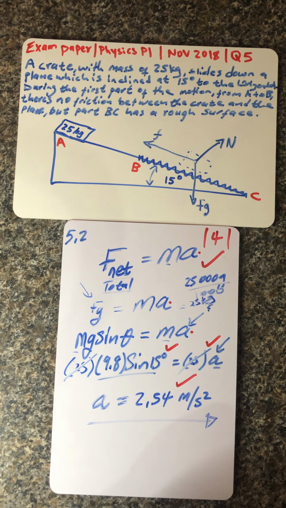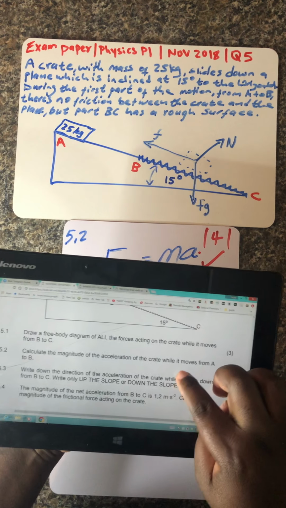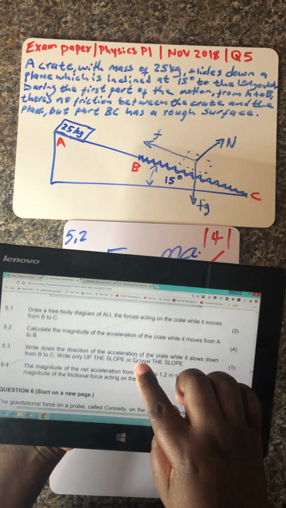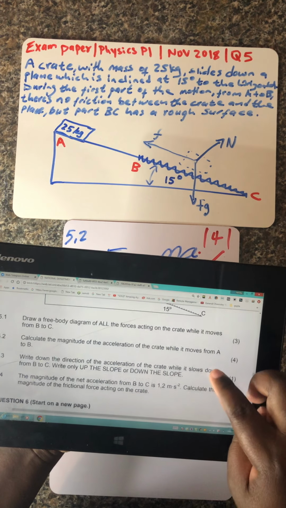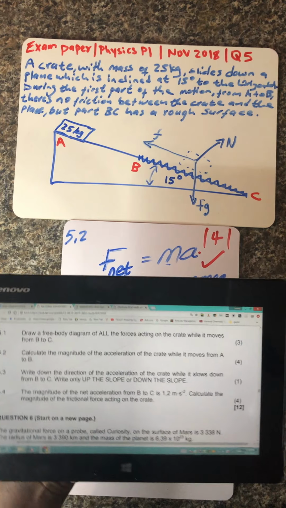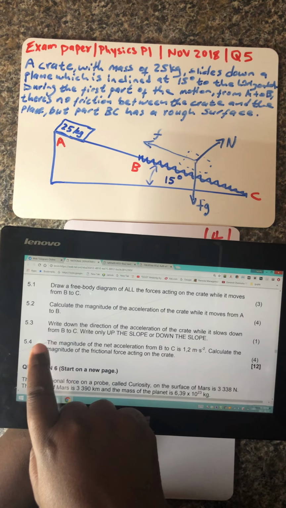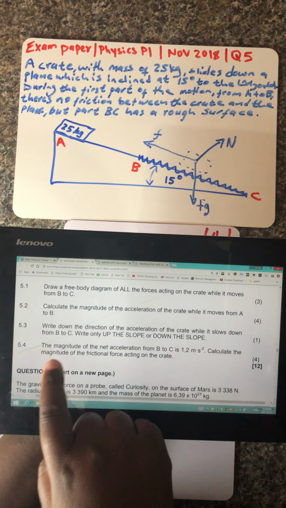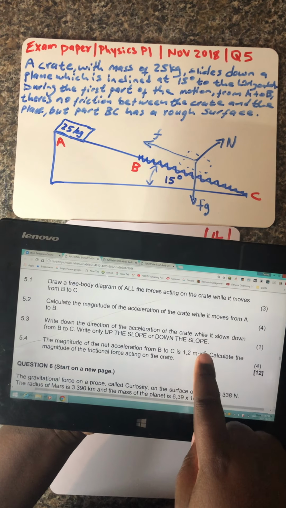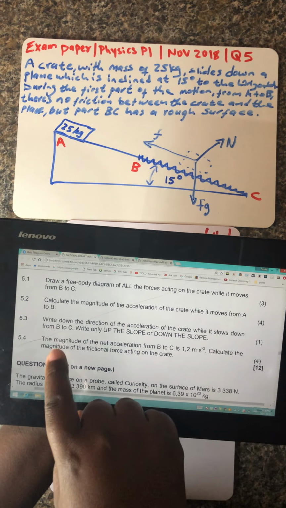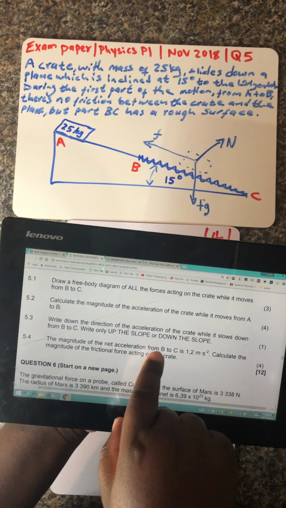Okay, so guys, let me see what question 5.3 says. It's just allocated 1 mark, so it doesn't need a lot of calculations or thinking. So let's just read through the question. Hope you're able to see. 5.3 says write down the direction of the acceleration of the crate while it slows down from B to C. Write only up the slope or down the slope.